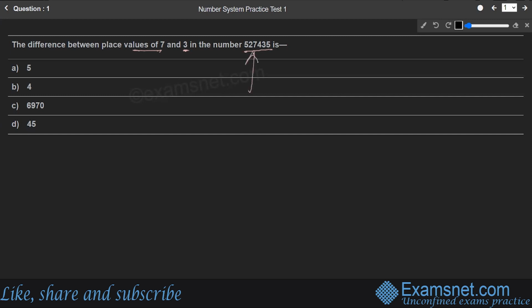If you put all the zeros after 7, the place value becomes 7,000 because there are three digits ahead of 7. So we'll have to fix three zeros after 7. So the number is 7,000. Now let us see where the 3 is located. 3 is located here. And how many digits are after 3? There are two digits. So we can write the number as 30. So the place value of 7 is 7,000 and the place value of 3 is 30.